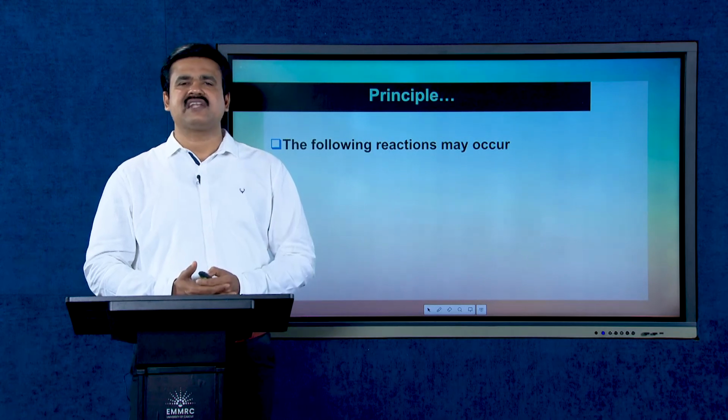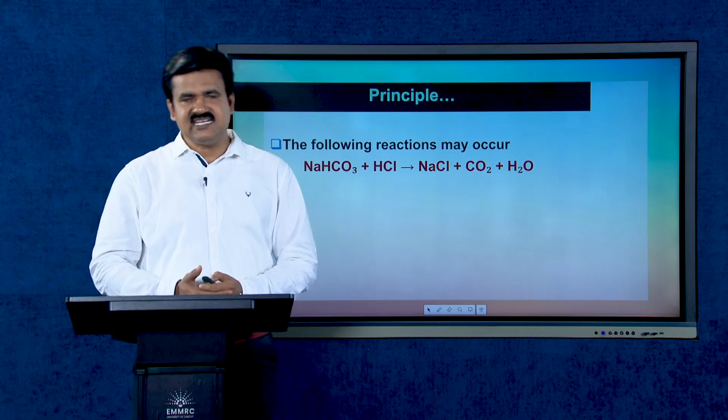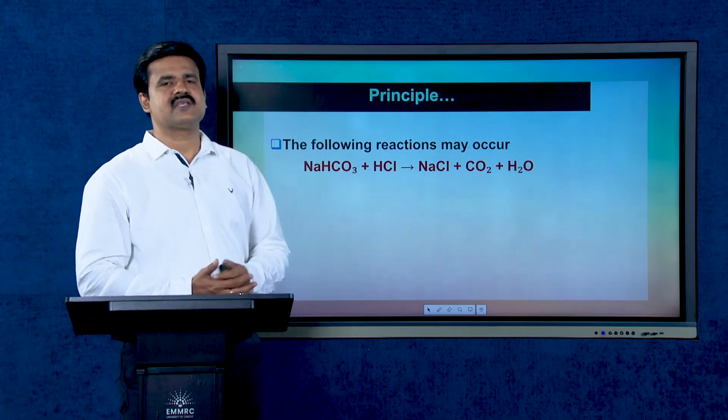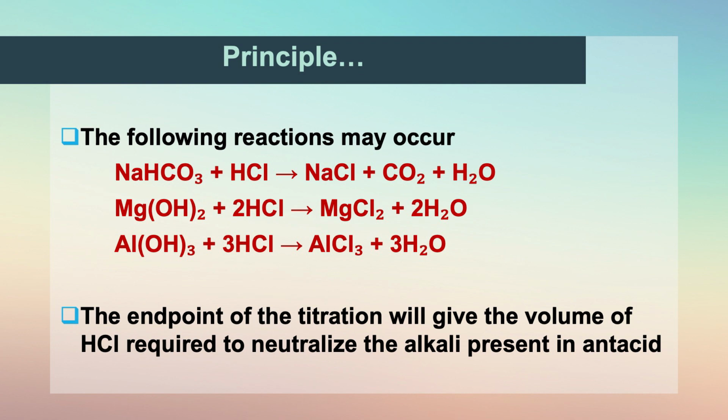The following reactions occur during titration of antacid with standardized HCl. Na2CO3 present in the antacid content reacts with HCl like this: Na2CO3 plus 2 HCl produces 2 NaCl plus carbon dioxide plus water. Mg(OH)2 plus 2 HCl gives MgCl2 plus 2 H2O.